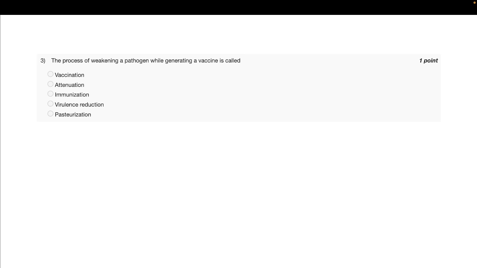Okay, so the next question is, the process of weakening a pathogen by generating a vaccine is called, and these are your options. If anybody wants to volunteer, you can let me know. If not, I'll give you guys some time to reflect over this.